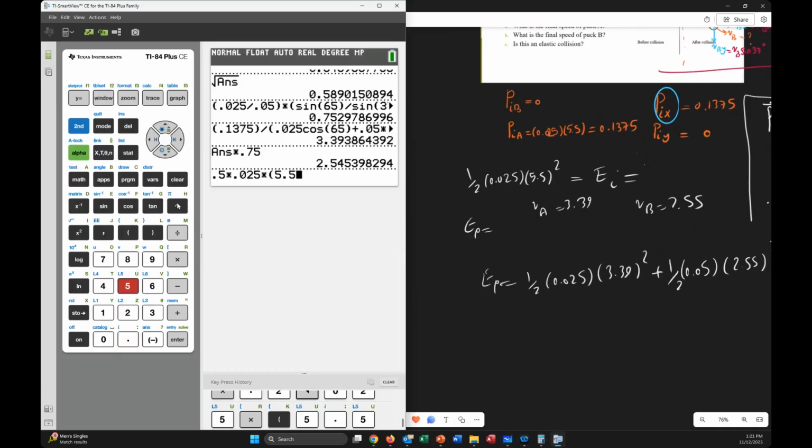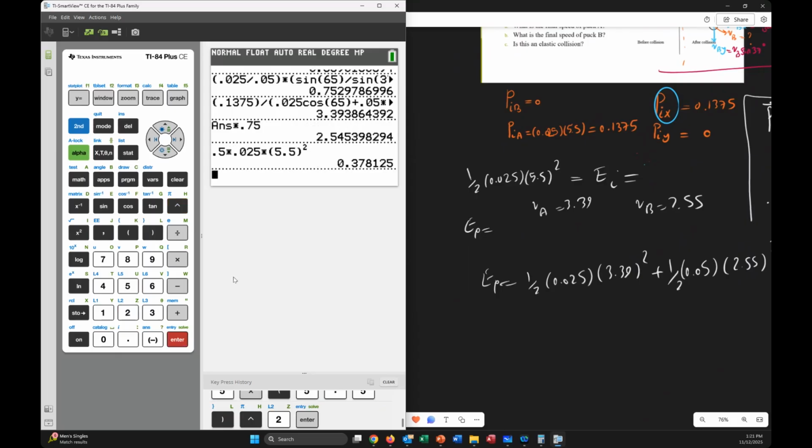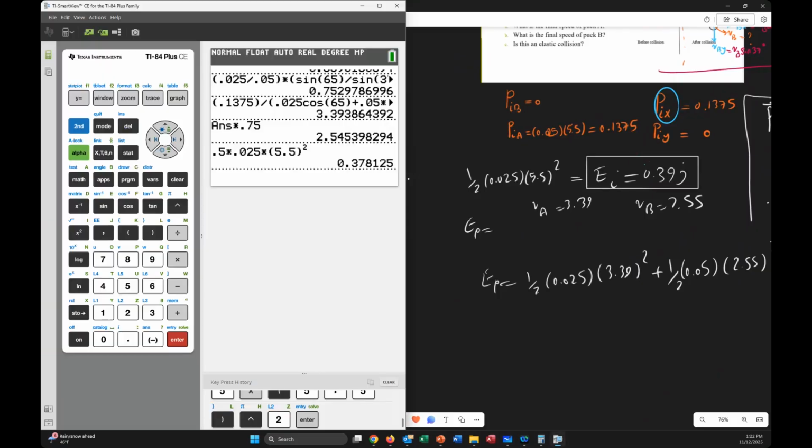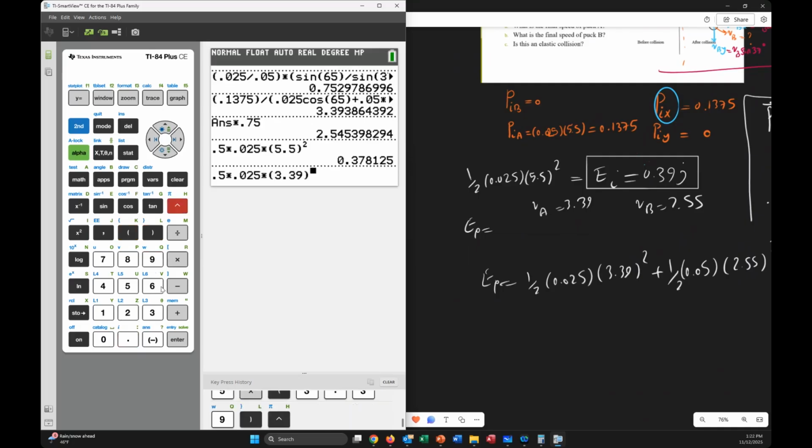0.14 plus 0.16. What did you get for the first one? Energy. You got this number? 0.39, yes? 0.39 joule. Okay, let's do the second one. Okay, I'll just say 0.5 times 0.025 times 3.39 power of 2.